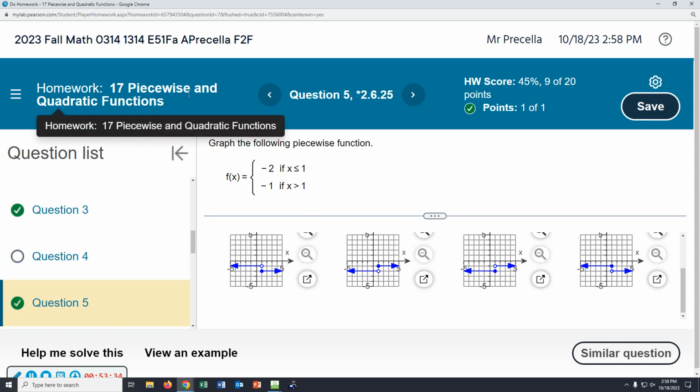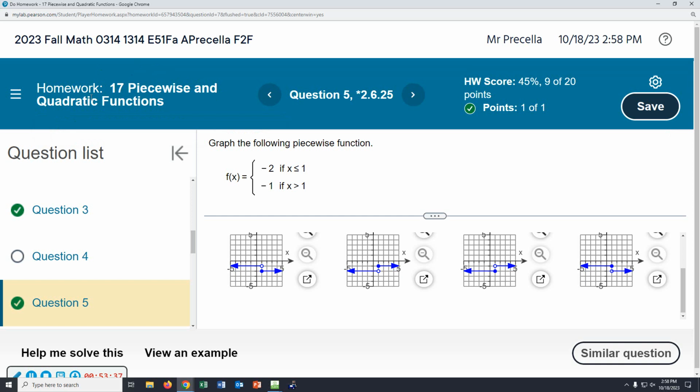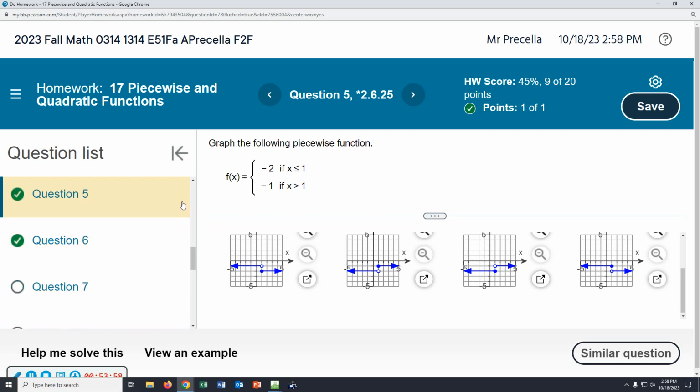So that does this assignment. You look at piecewise functions and quadratic. We're about to look at quadratic functions. Y'all already know what quadratic means. It means there's an x squared in it. A quadratic equation is ax squared plus bx plus c equals 0.